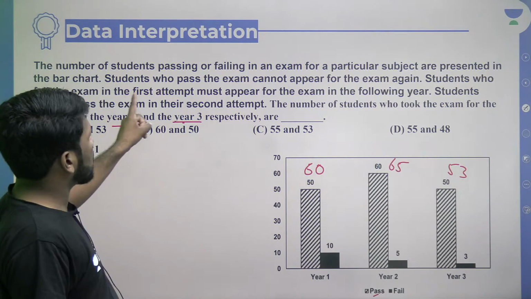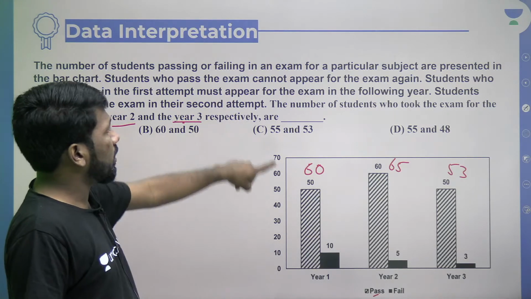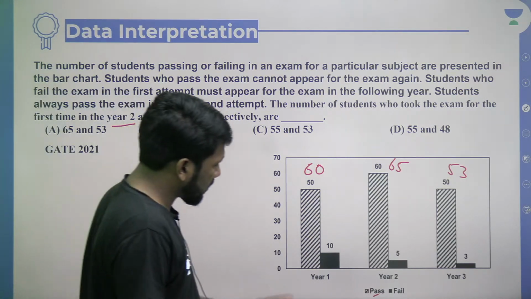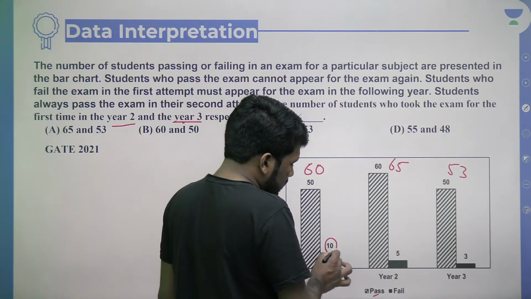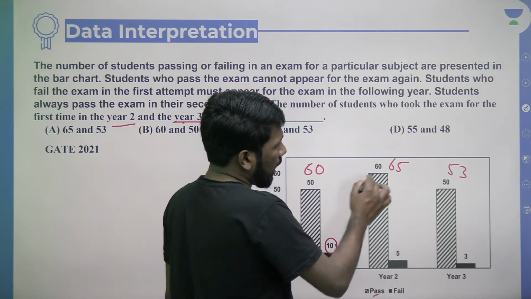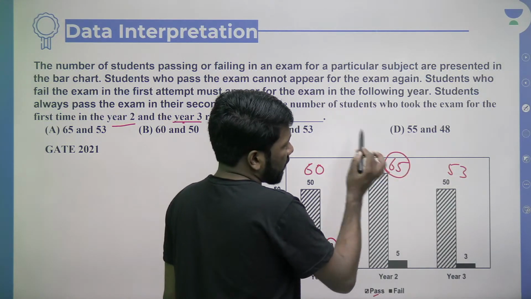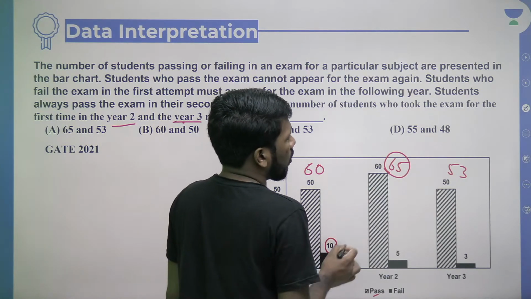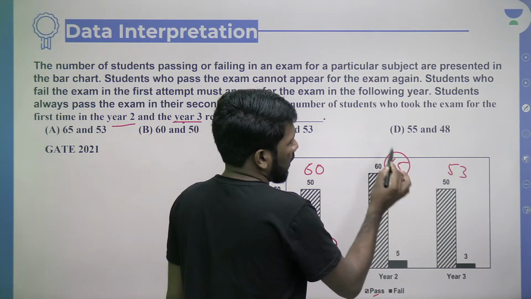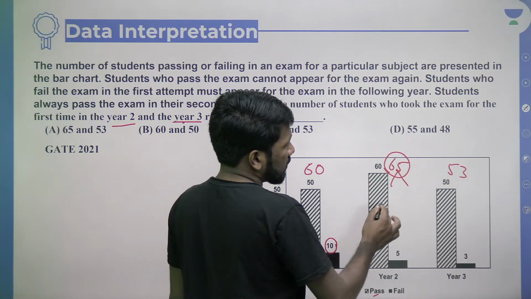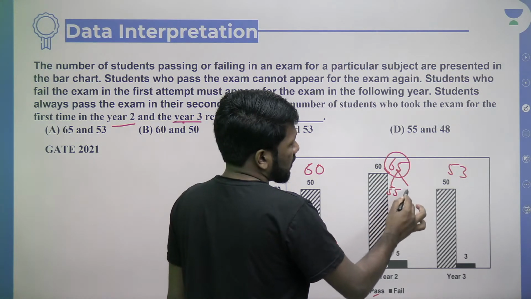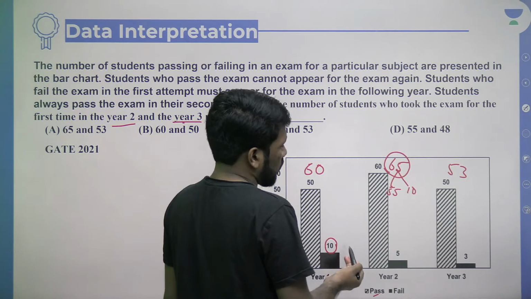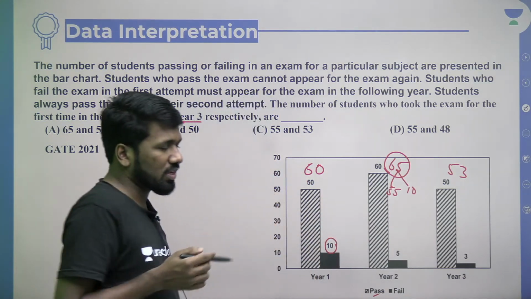Students who fail the exam in the first attempt must appear for the exam in the following year. That means in year 1, 10 students failed, so they are also included in the 65 people. We can say the 65 people can be divided as 55 new students and 10 arrear students, or 10 students from the previous year.